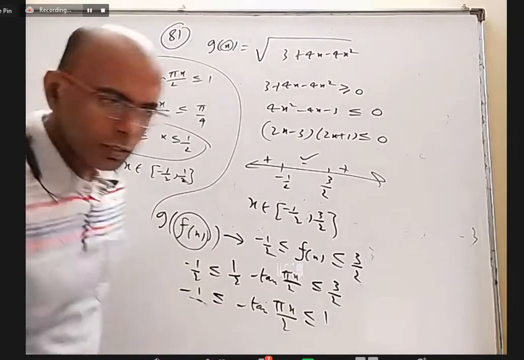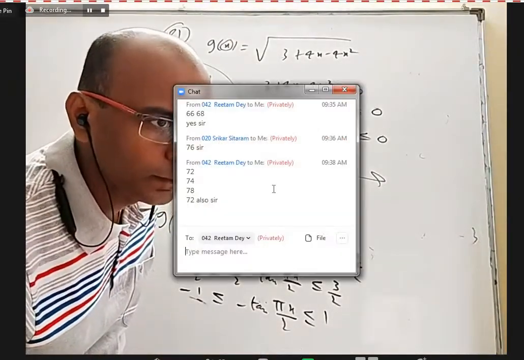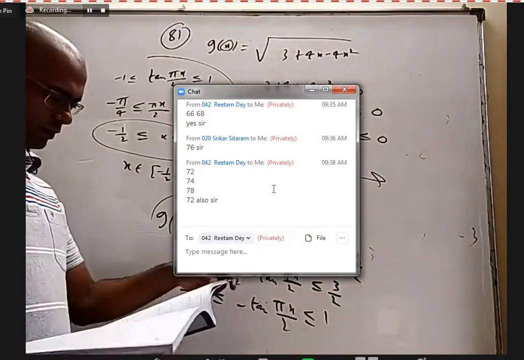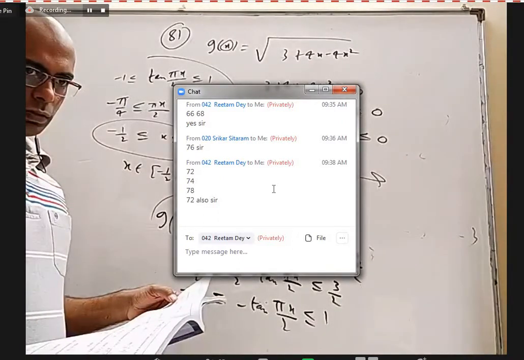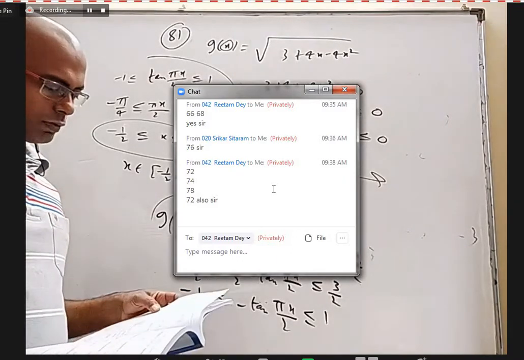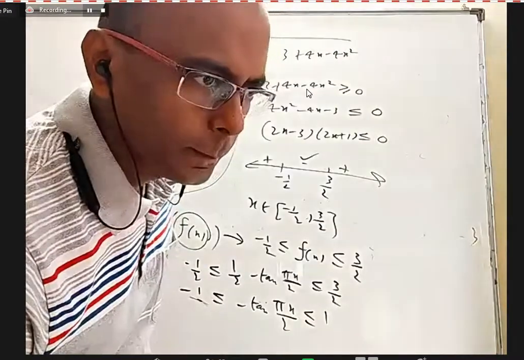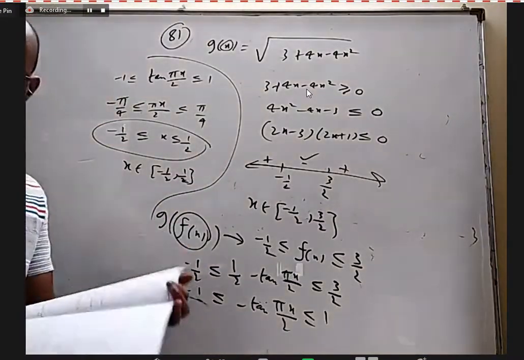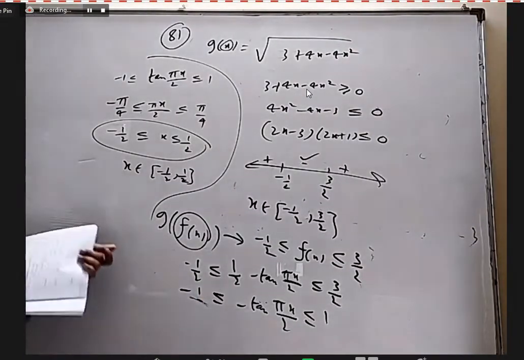Okay, I did not see the chat. Let me see if somebody asked anything else. Okay, somebody gave a long list of numbers. Let me see whether I covered it. 72 covered. 74, 78. So 74 somebody wants. Okay, 74 is a very small thing.